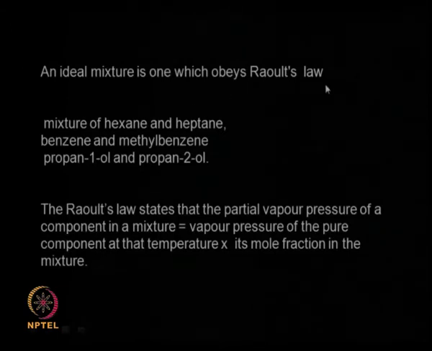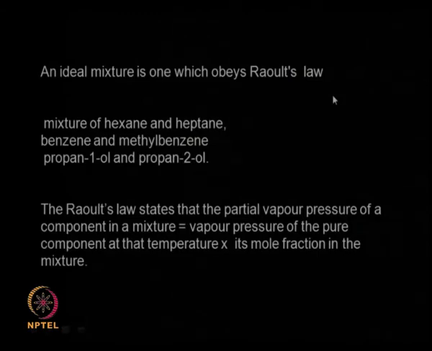So if you have a mixture of two components, an ideal mixture is the one which obeys Raoult's law. Okay. So like hexane and heptane, benzene and methylbenzene, propan-1-ol and propan-2-ol, so they are called ideal. So they all obey Raoult's law. So what does this Raoult's law state? So what it says is the partial vapor pressure of a component in a mixture is equal to the vapor pressure of the pure component at that temperature times the mole fraction in the mixture.